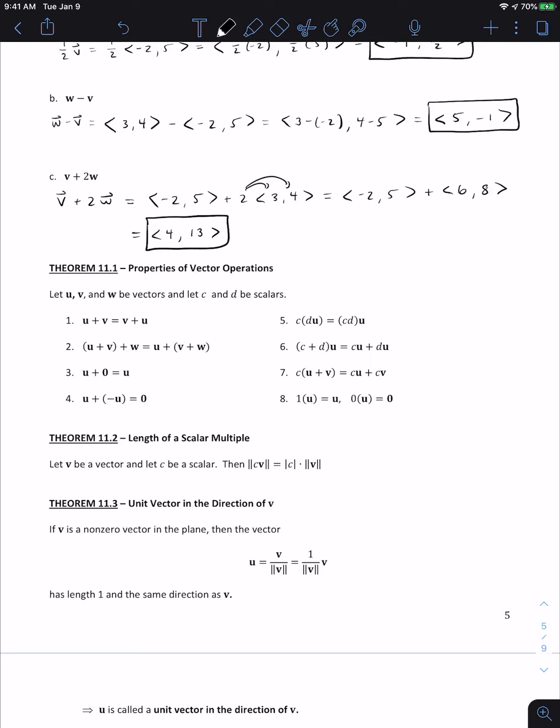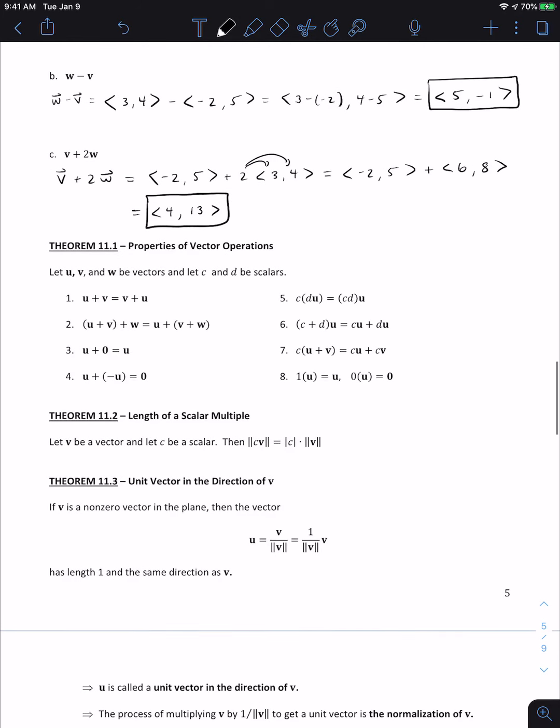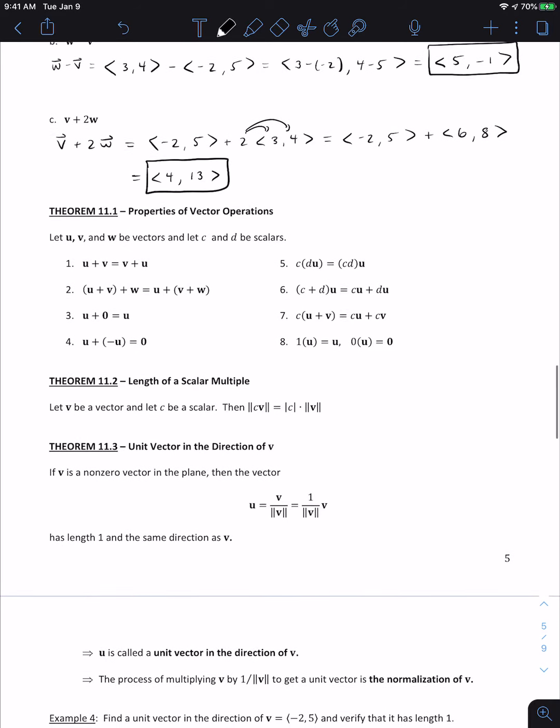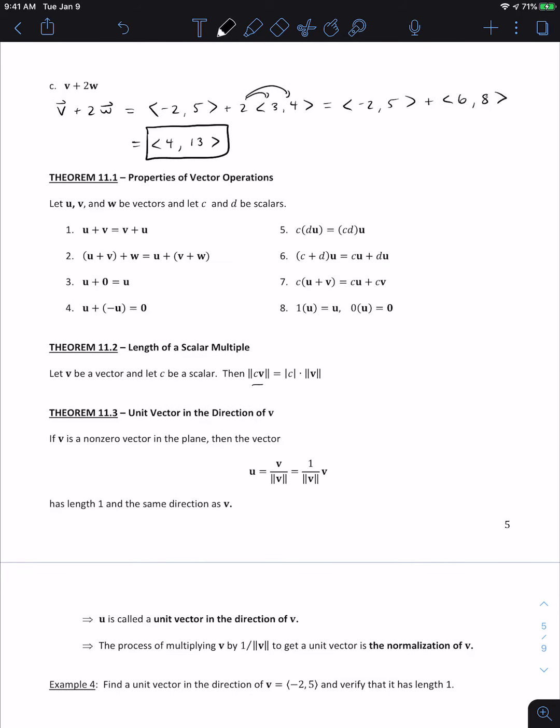The length of a scalar multiple. So remember, what do I do in order to find the length of a scalar multiple? If I want to find the length of c times v, well, it's just the absolute value of c times the magnitude of v. And sometimes that's easier than finding the magnitude of cv.